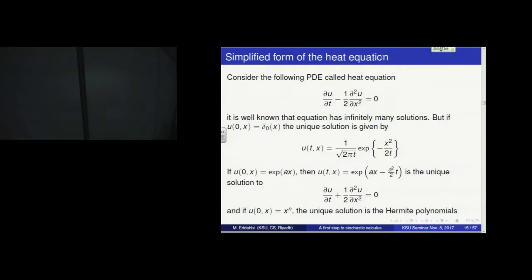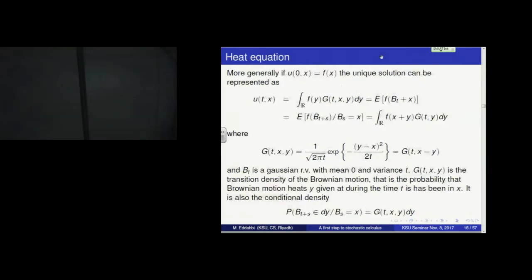Okay, moreover, we can also take a transformation of that one, and if you take the conditional initial condition exponential, you get this one which solves this PDE, and if you have polynomials, you have Hermite polynomials as solutions and so on. More generally, if I am given any function f as initial data of the previous problem, then I can write u(t,x) by this convolution. This is a convolution, right?